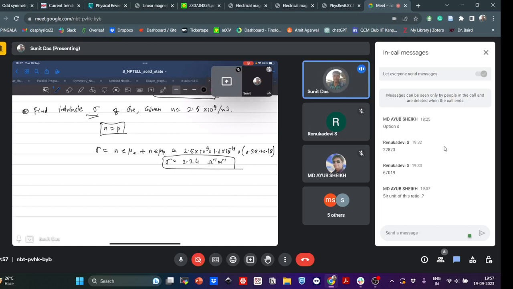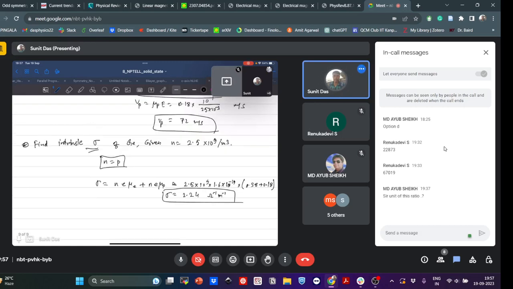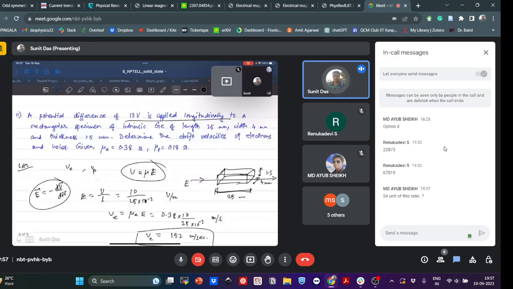Okay, so let's end today's session here. Next, we'll solve some problems on magnetic properties of solids and thermal. There will be more problems on the thermal properties.